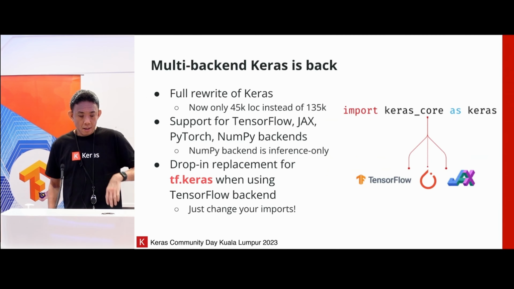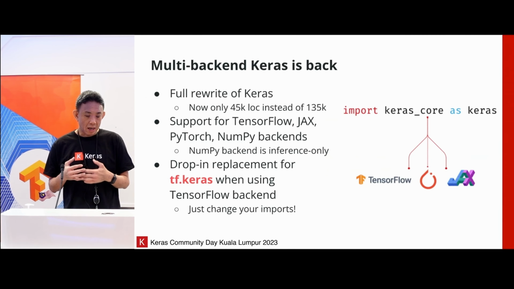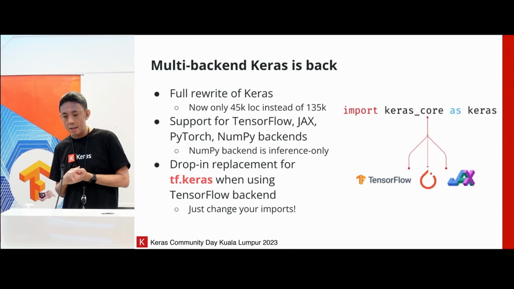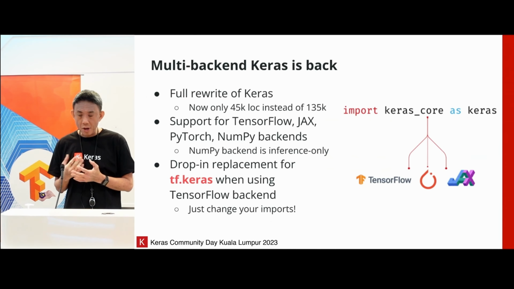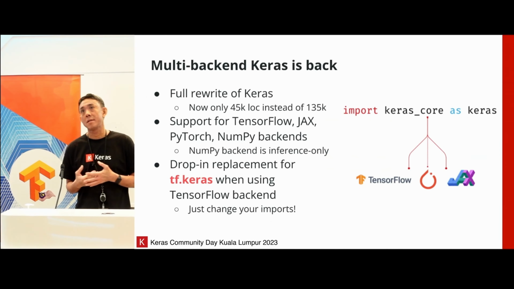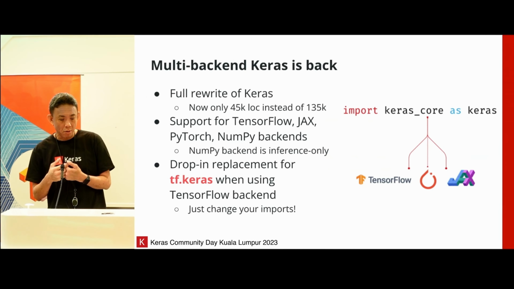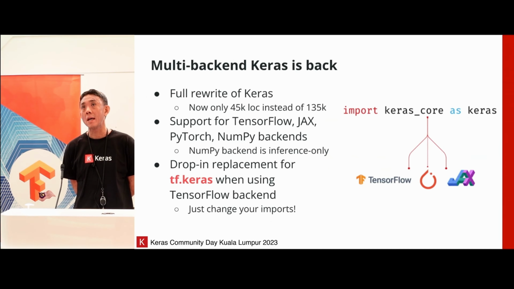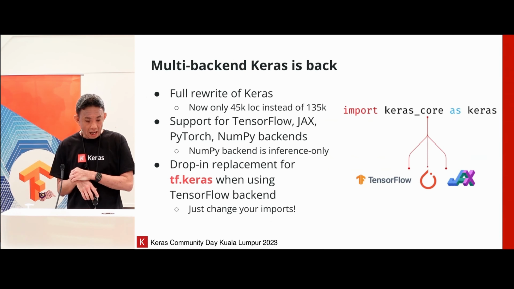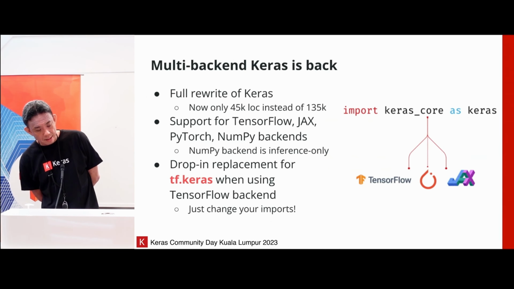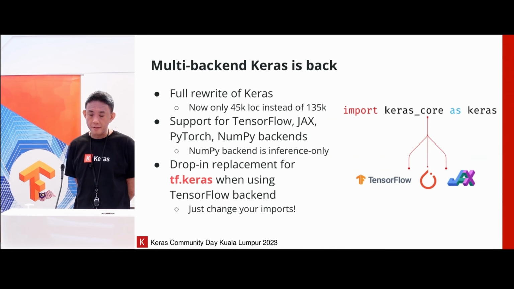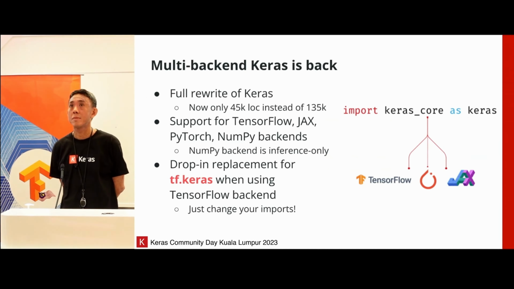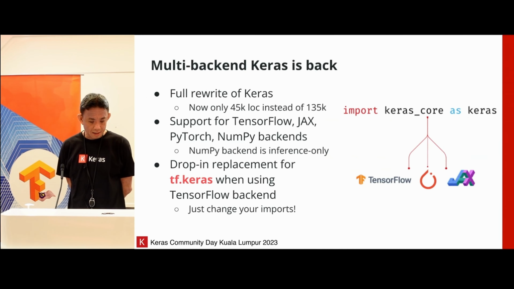So this Keras Core is now fully rewritten. From 135,000 lines of code, we have reduced it and made it more compact, to 45,000 lines of code. It's fully rewritten. Now it has multi-backend support. It now supports TensorFlow, JAX, PyTorch, and NumPy backends. The NumPy backend is for inference-only use.